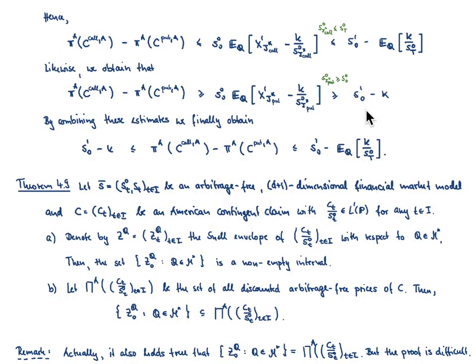Hence, we obtain the following bound. The difference between the arbitrage-free price of an American call option and an American put option is bounded from below by this term S1 naught minus K, and it's bounded from above by the expression S1 naught minus S naught naught multiplied by that expected value.